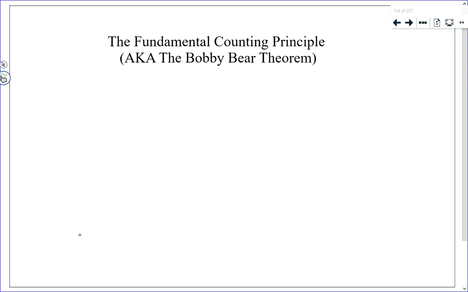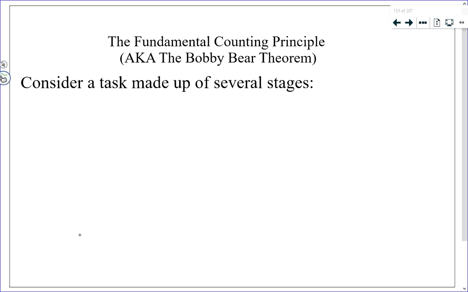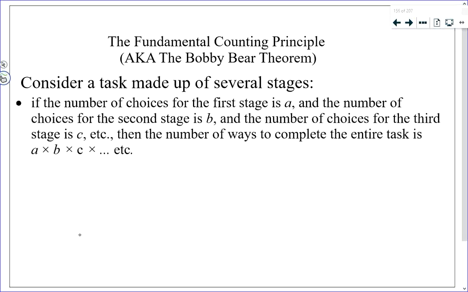So we start off with the fundamental counting principle, which basically says if you have multiple tasks to do, Bobby Bear's got to put on a pair of pants and a shirt, then the number of ways he can do that is found by taking the number of pairs of pants times the number of shirts. And the way to illustrate this is basically the word and means multiply. And there could be more than two stages.